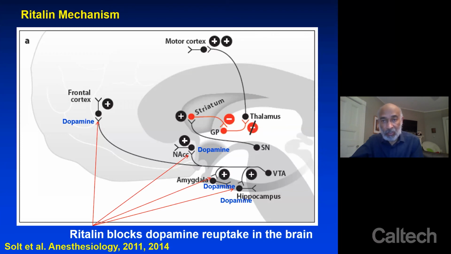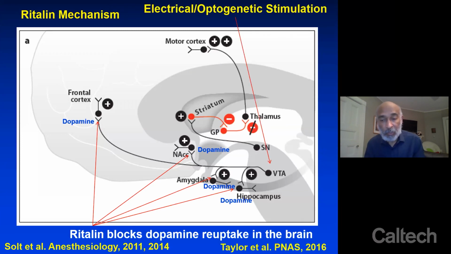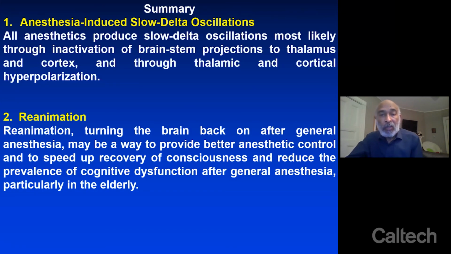As I've shown you, this is an electrical stimulation experiment, but he's also done it optogenetically, identifying particularly the D1 neurons. This is something that we're actually studying now, and we're going to be doing clinical trials in humans with Ritalin, to look at waking patients up from anesthesia, because brain dysfunction after anesthesia is very prevalent, particularly in older patients. So here's what I've told you.